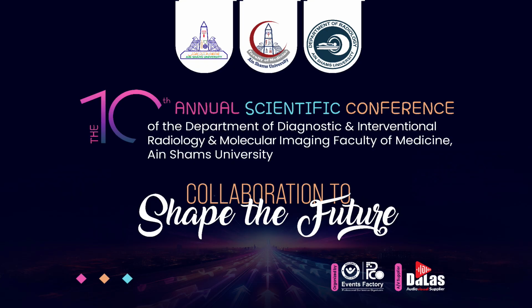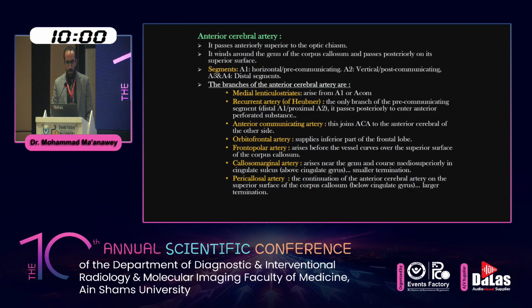We will today present branches of ACA, MCA, and PCA and the point of connections and circle of Willis. It will be a basic anatomy lecture. We will first discuss the anterior cerebral artery.